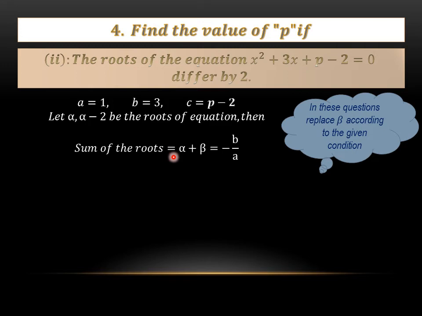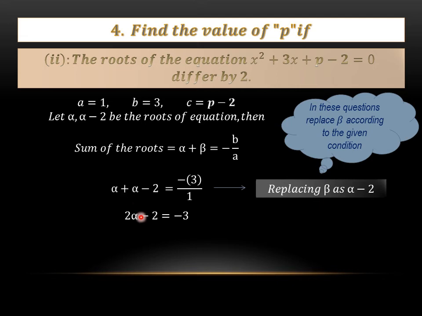Sum of the roots, the formula is alpha plus beta equals minus b over a. Replacing beta, b and a, we will get alpha plus alpha minus 2 equals minus 3 over 1. Alpha plus alpha will become 2 alpha. Minus 2 will remain the same. No need to write 1 in the denominator, so equal to minus 3. Taking this minus 2 to the other side of the equation, it will become plus 2. So 2 alpha equals minus 1. So what will be the value of alpha? It will be minus 1 by 2.